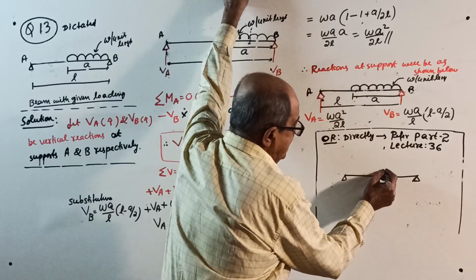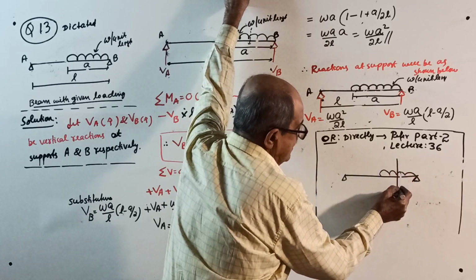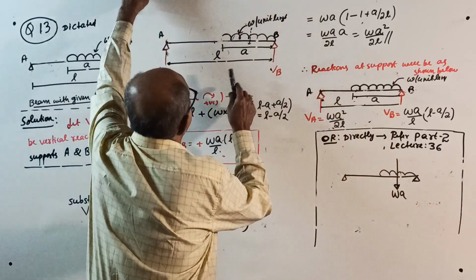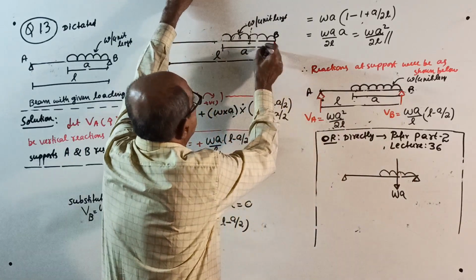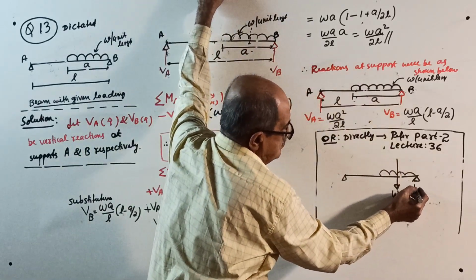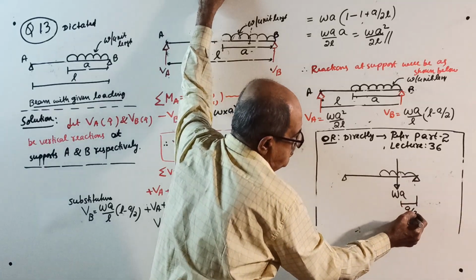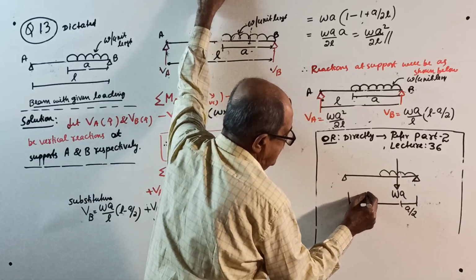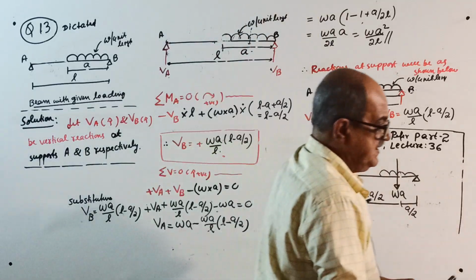This is the UDL. Now see, there is a load here. This load is W into A. Why? W into A is the load. Surely from here it is A by 2. I'll write here, this is A by 2. If that is A by 2, from here it will be L minus A by 2.